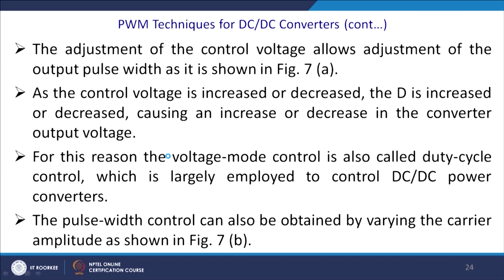The adjustment of the control voltage allows the adjustment of the output pulse width, as shown in figure 7a. As the control voltage is increased or decreased, the duty ratio is increased or decreased, causing an increase or decrease in the converter output voltage. For this reason, the voltage mode control is called duty cycle control, which is largely employed in a DC to DC converter, but we will have a fast current loop to compensate. We will see it in detail in the future courses.